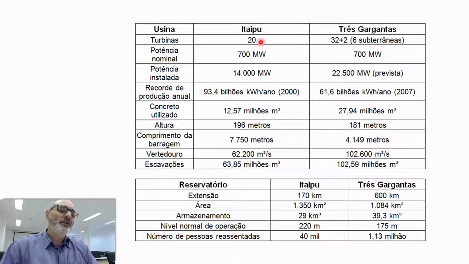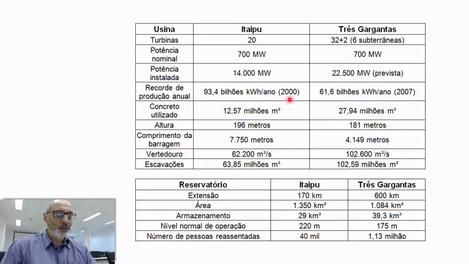Turbines. Itaipu has 20 turbines, Three Gorges has 34 turbines and 6 underground turbines, so 40 turbines. The installed capacity is 20 times the individual capacity of each turbine. The actual physical power will depend on several other aspects, and this is what is expected for Three Gorges Dam. So it's almost double. When you compare the production, you see that Itaipu is producing more energy each year, at least at these dates. Well, actually, this is very out of date.